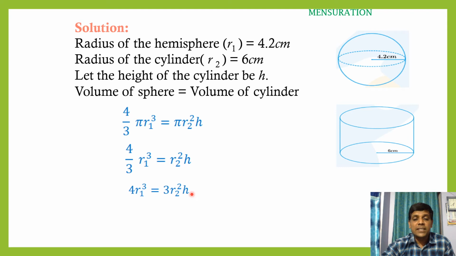h. Now h is in multiplication, so 3 r2 square is divided into 4 r1 cube. So h is equal to 4 r1 cube by 3 r2 square. Transposing 3 r2 square from the RHS to the LHS: it is in multiplication position, so moving it becomes division. Now replace the values of r1 and r2.